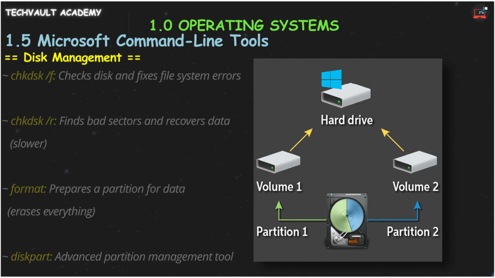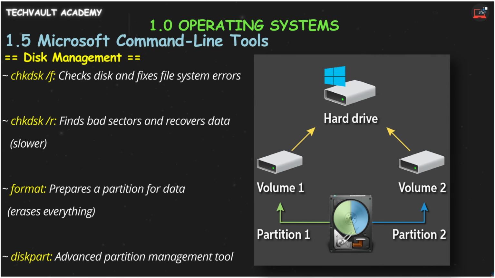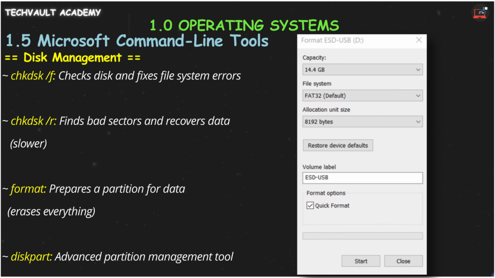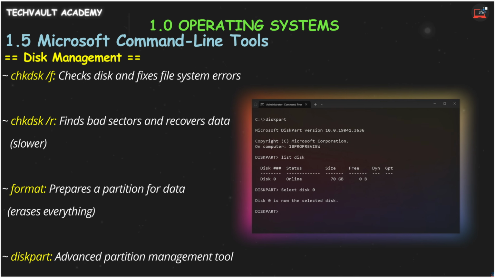Next, disk management. CHKDSK checks your disk's file system for errors. Use the /f switch to fix any errors it finds, and /r to also scan for and recover data from bad sectors. To prepare a new partition, you can use format. And for advanced tasks like creating or deleting partitions from the command line, use the powerful diskpart utility.